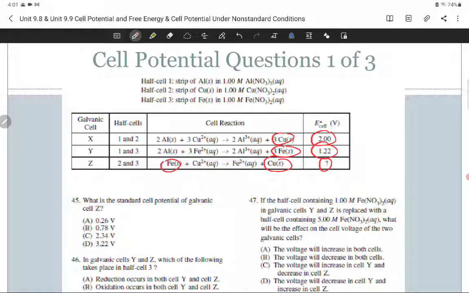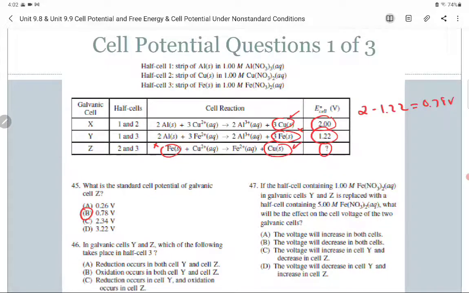A couple things will cross out. All the aluminum items will cancel. And did you notice that the copper's in the right spot, but the iron is not in the right spot? So just like in Hess's law, we got an answer there. Okay, we're good to go with 45.